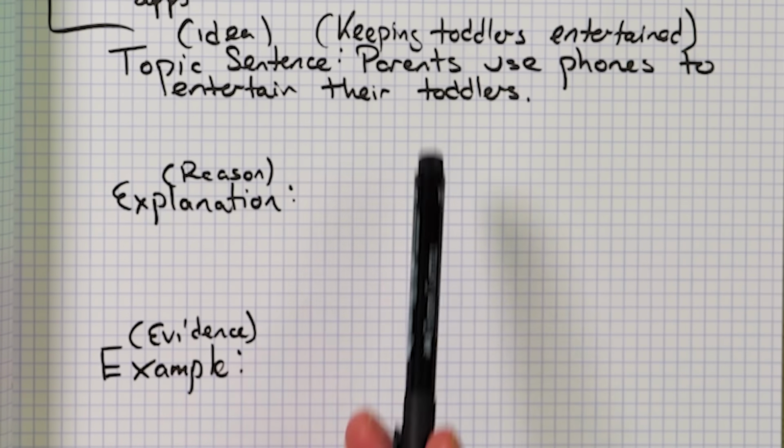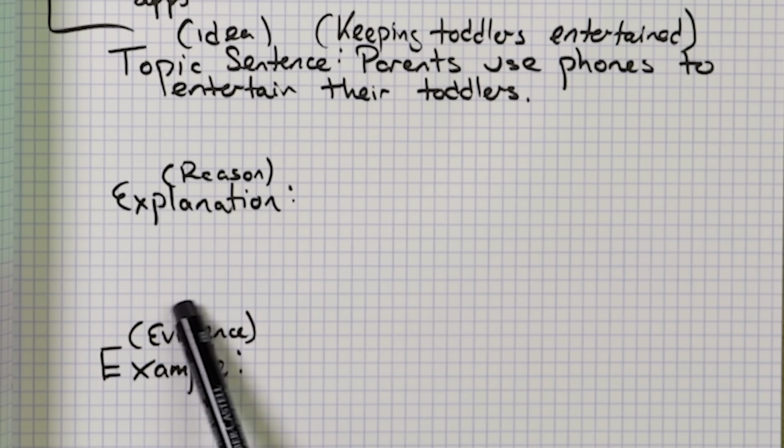The English phrase to keep someone entertained is not really about entertaining them. It is about keeping them occupied, and specifically when we use it in the context of children. So you need to be very careful about that. So we'll put that topic sentence in there. So we now have our topic sentence. We need to write in an explanation.